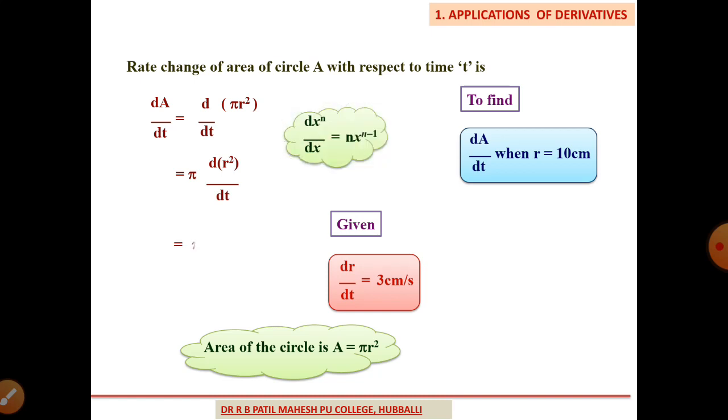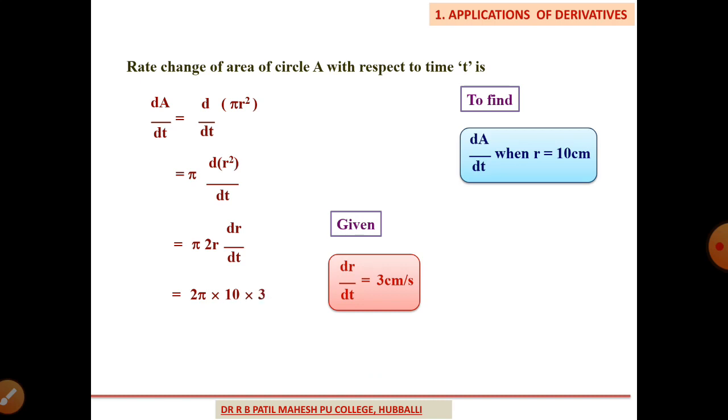So pi constant as it is, the derivative of r square is 2 times r, and with respect to t, the term is dr by dt. This implies 2 times pi. Here r is given, that is 10 centimeter, so 10 into dr by dt, which is also given, that is 3. If you simplify this, you will get 60 times pi. So here dA by dt is 60 pi square centimeter per second. That is the change in the area with respect to time.